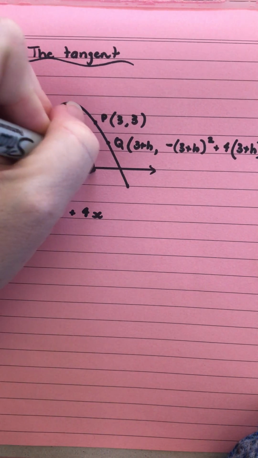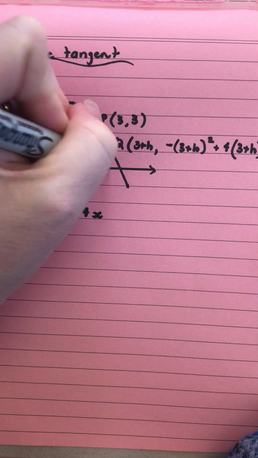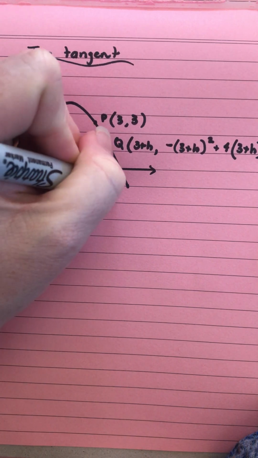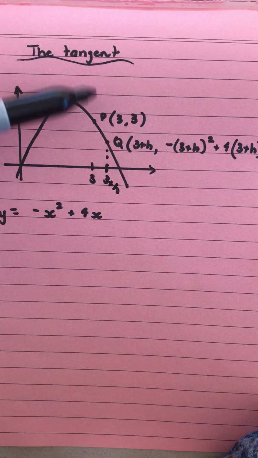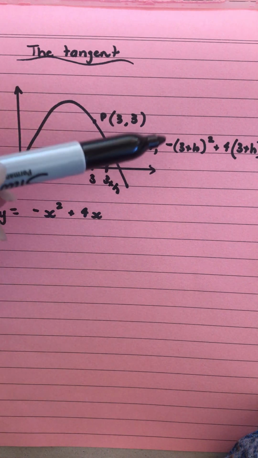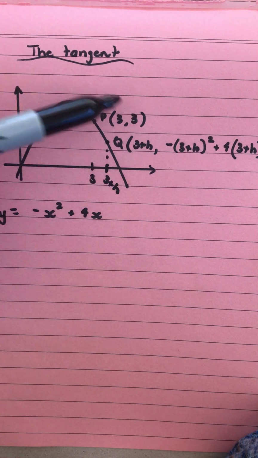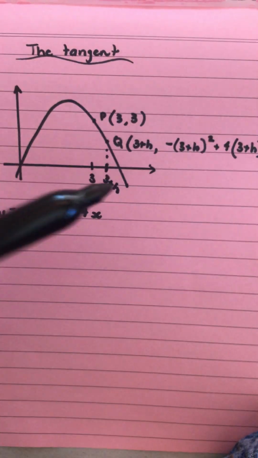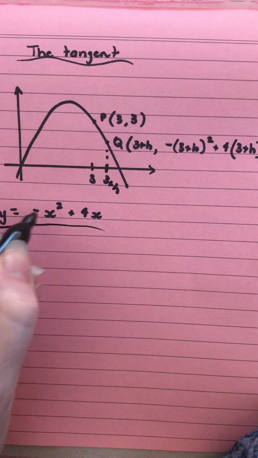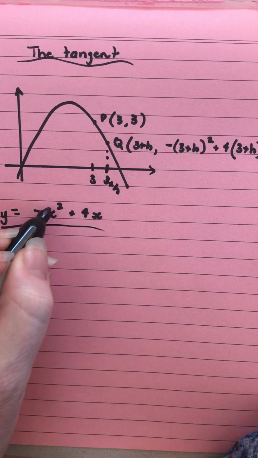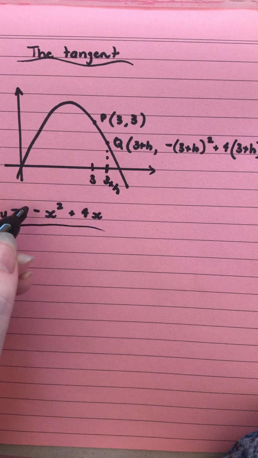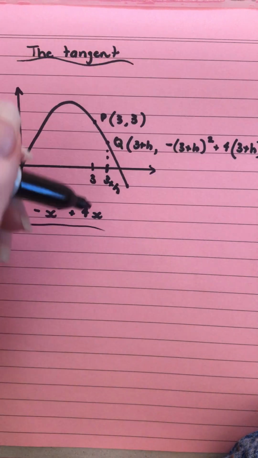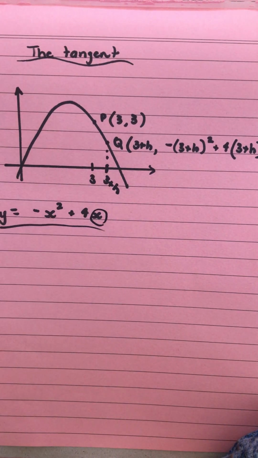So if we had our coordinates down there, we'd have 3 plus h. We don't know what h is. And then we've got the y coordinates given to us of a 3 here, and the other part is just where that has been subbed into our rule. So we've got negative x squared plus 4x. Where we're seeing an x, we're writing 3 plus h. So we've got negative of 3 plus h squared plus 4 outside of 3 plus h.